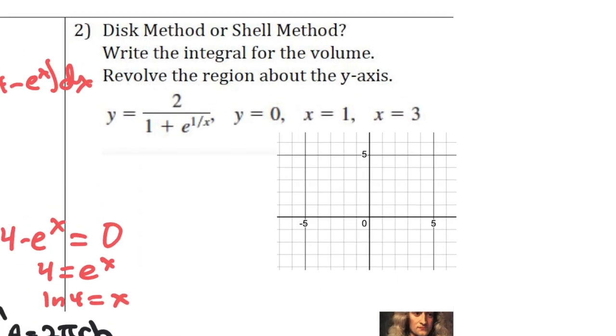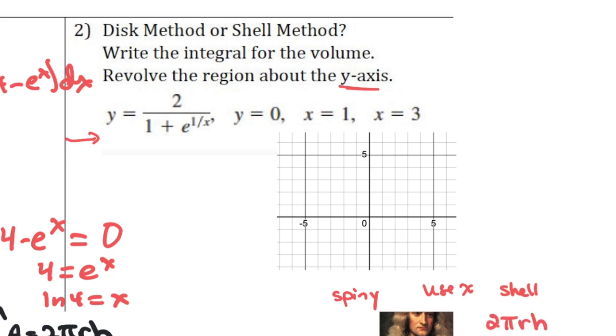So question number 2, disk method or shell method? All right, so look at this, people. Do you really want to solve this? I'm pretty sure I want to use x's, and I'm spinning on the y-axis. So spin y, use x. That's going to be a shell method, 2 pi r h.